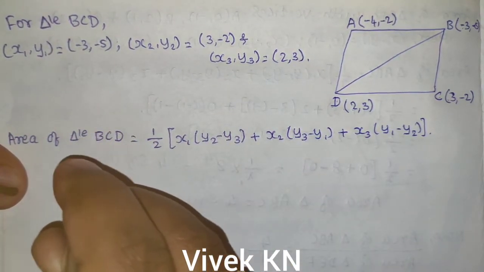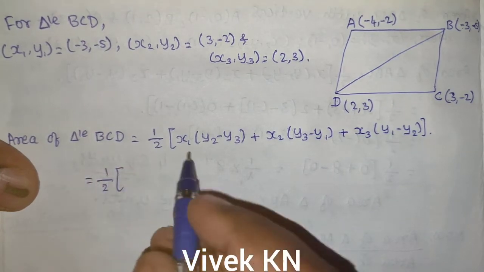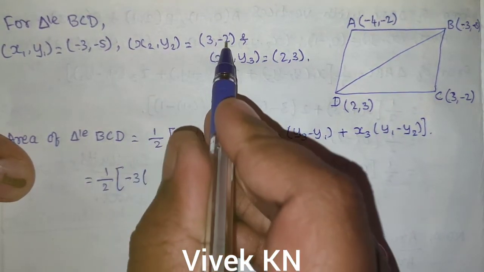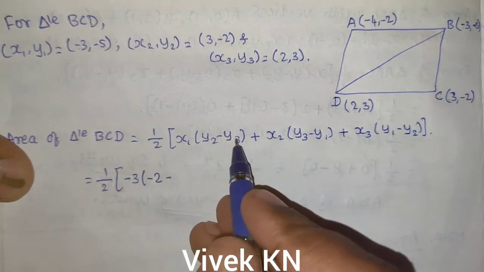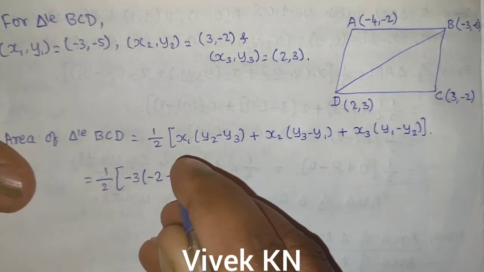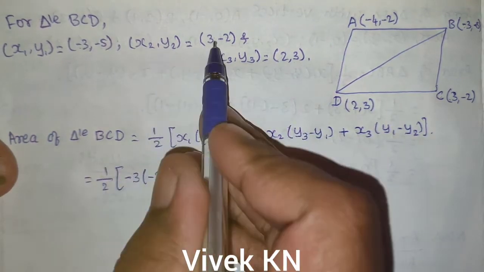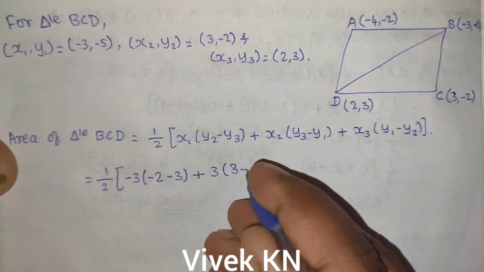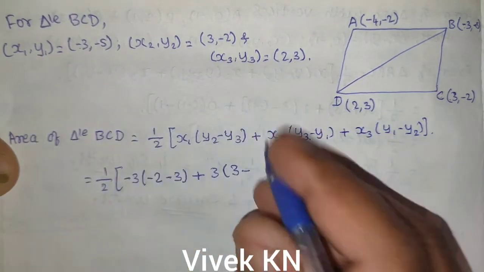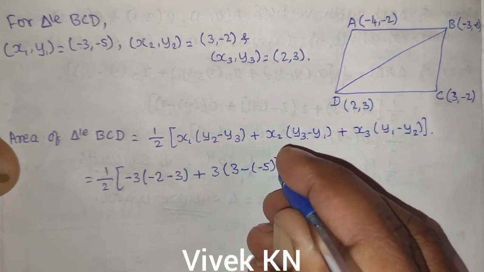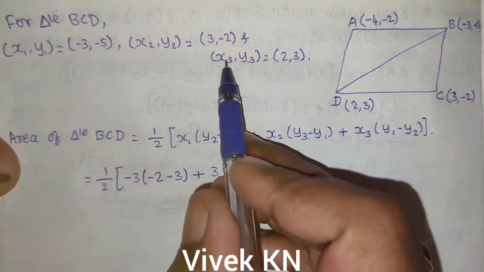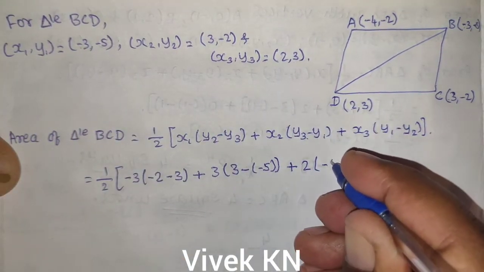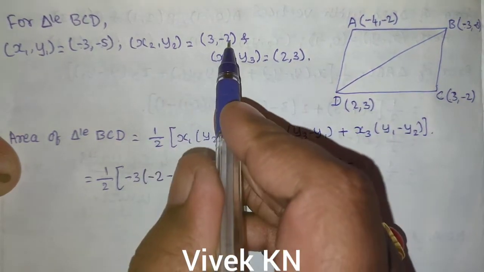So area of triangle BCD is equal to 1 by 2 into the value of x1 is minus 3 into the value of y2 is minus 2 minus the value of y3 is 3, plus the value of x2 is 3 into the value of y3 is 3 minus the value of y1 is minus 5, plus the value of x3 is 2, the value of y1 is minus 5 minus the value of y2 is minus 2.